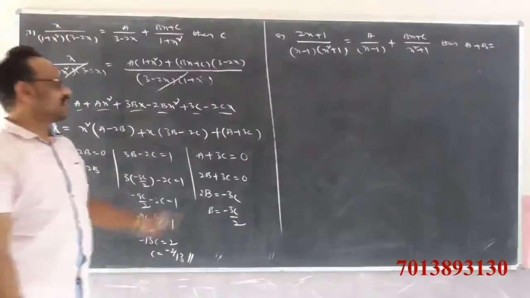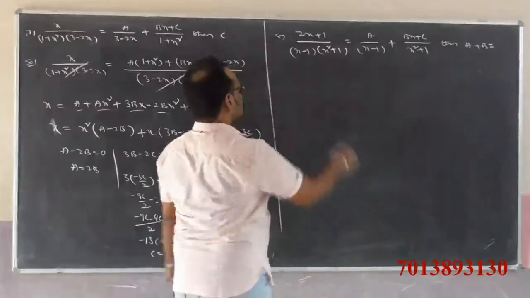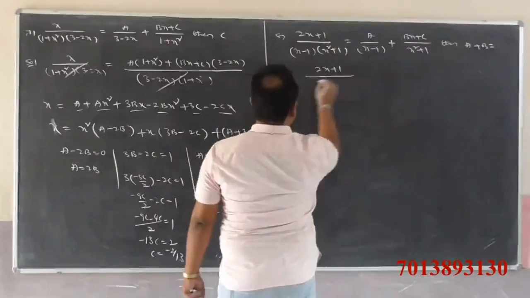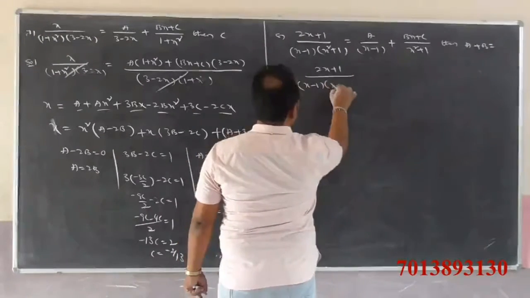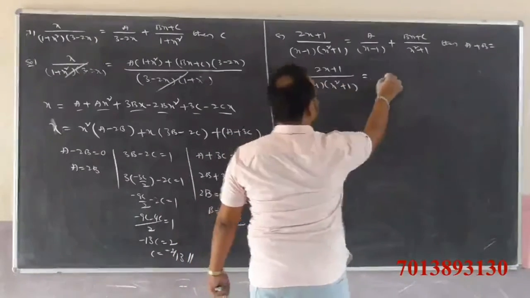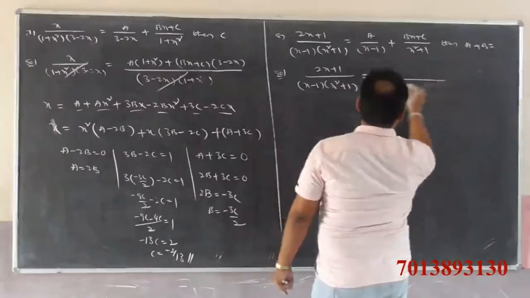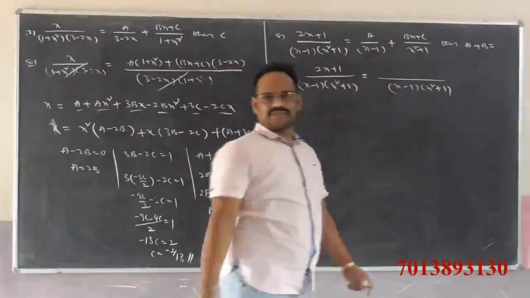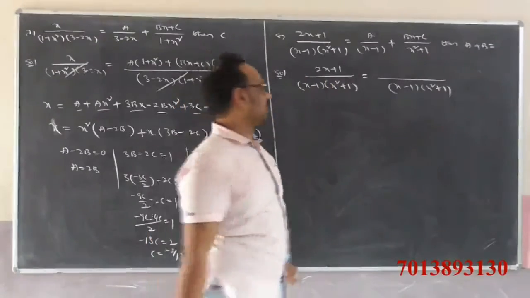Minus 2 by 13. Now the next problem: (2x plus 1) by (x minus 1) into (x square plus 1) is equal to. If you do LCM here, (x minus 1) into (x square plus 1) is the LCM. Clearly x minus 1 gets cancelled.